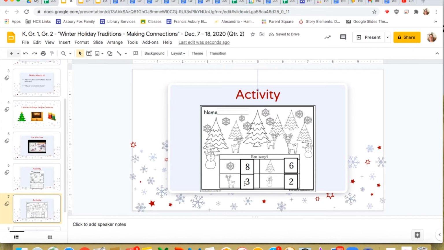So once you have your numbers written correctly next to your objects, after the video is done, you guys can go back and you can color your picture, whatever colors you want to make them. Make it beautiful. And if you want to take a picture of it and turn it in to Miss T, I would love to see it.